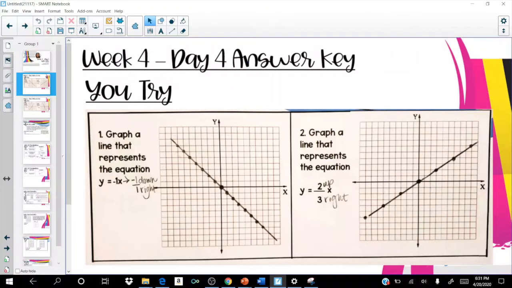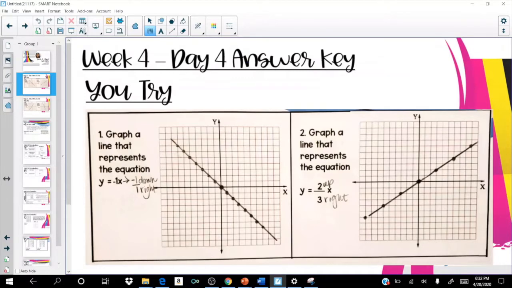So yesterday we were supposed to graph a line given the equation y equals mx. Number 1 says graph a line that represents the equation y is equal to negative 1x. So the first thing you're going to do is identify the slope. The slope in this equation is negative 1. Okay? If the slope in the equation is not in fraction form, you're going to turn it into a fraction. You do that by placing negative 1 over 1.